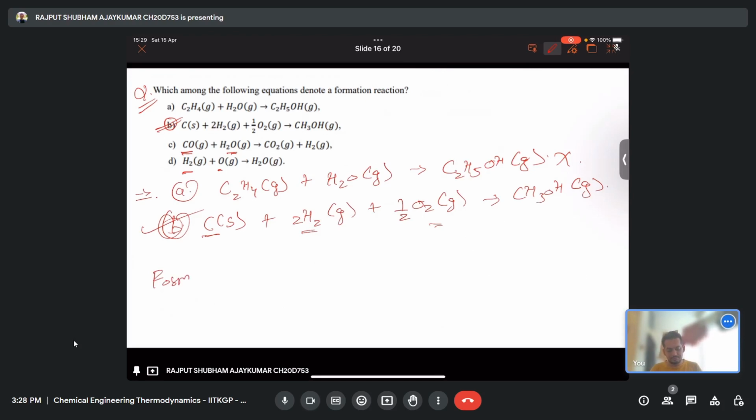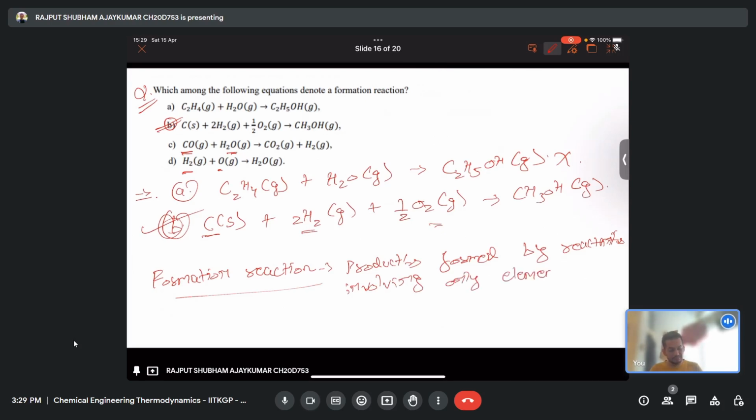So, a formation reaction: the product is formed by reactants involving only elements and not compounds. Okay, this is the simplest way to identify whether the reaction is a formation reaction or not.